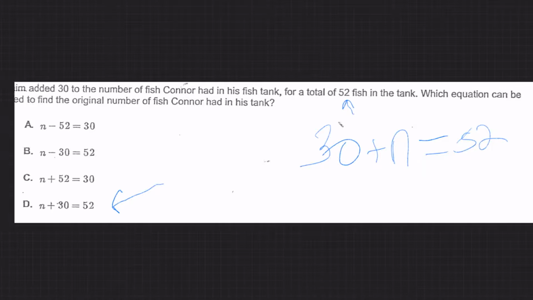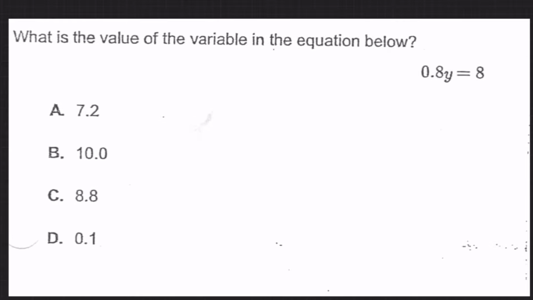All right, let's try the next one. What is the value of the variable in the equation below? Here we have 0.8 times y equals 8. Well, the first thing we want to do is find out what y equals. Right now, y doesn't equal anything. We know that 0.8 times y equals 8, but we don't know what y is.